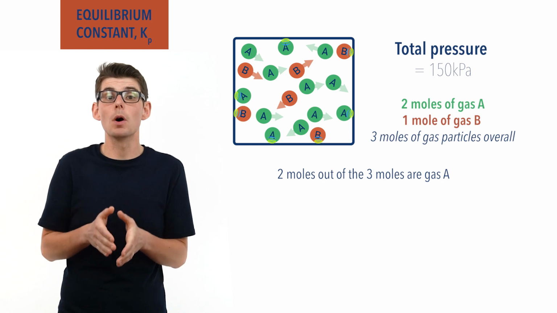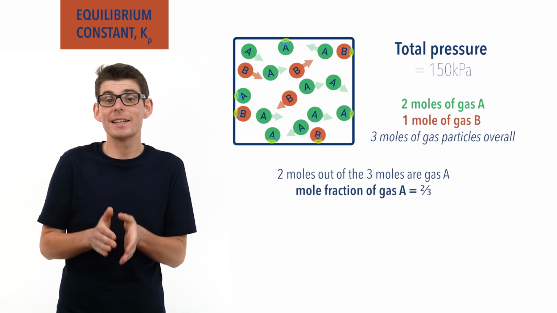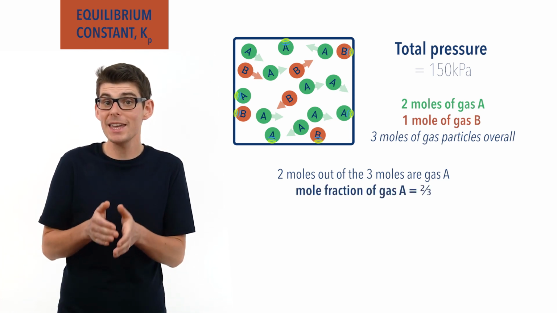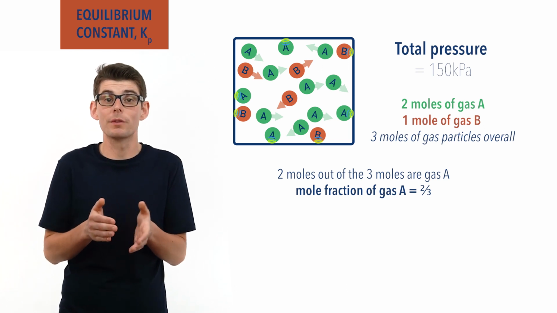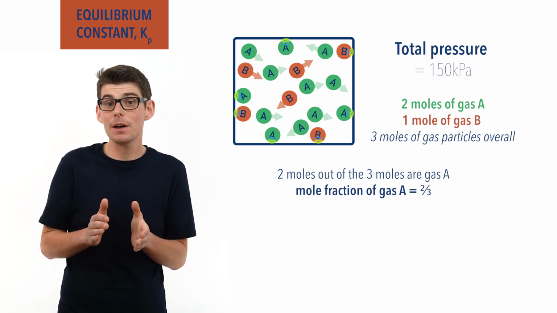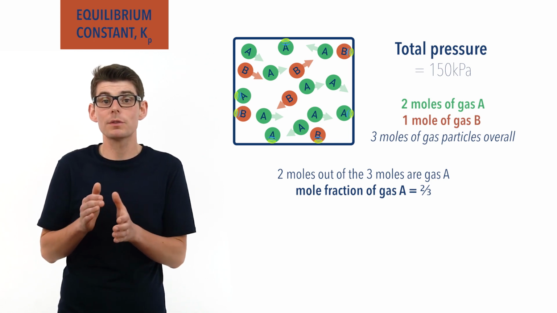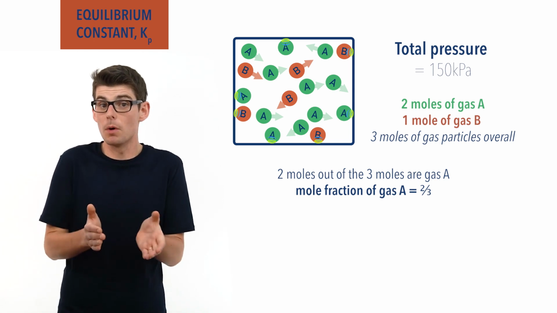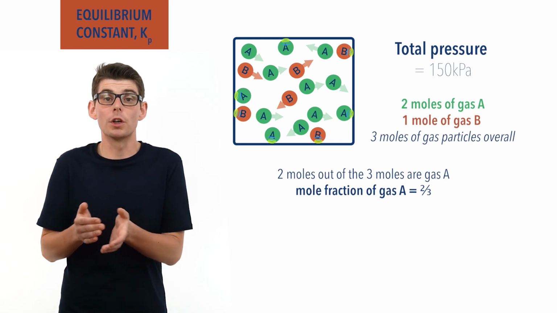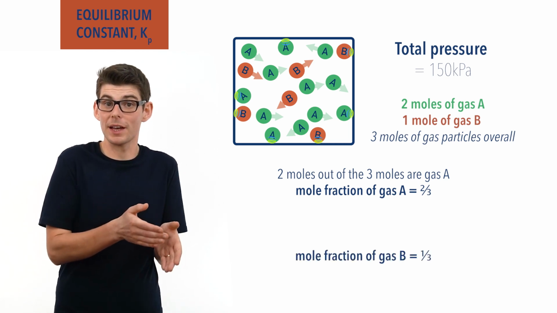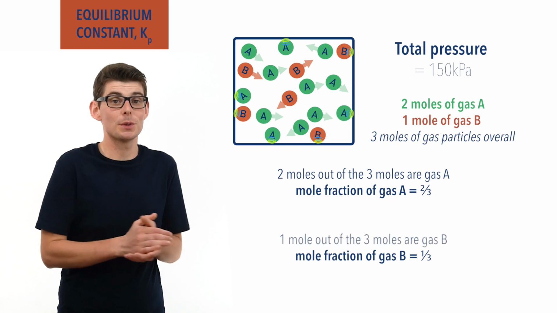This is called the mole fraction of A, and is the ratio of moles of A in the system compared to all other gases. It is calculated by dividing the moles of gas A by the total moles of gas in the system. The mole fraction of gas B would be 1/3, as there is 1 mole of gas B and 3 moles of gas in total.